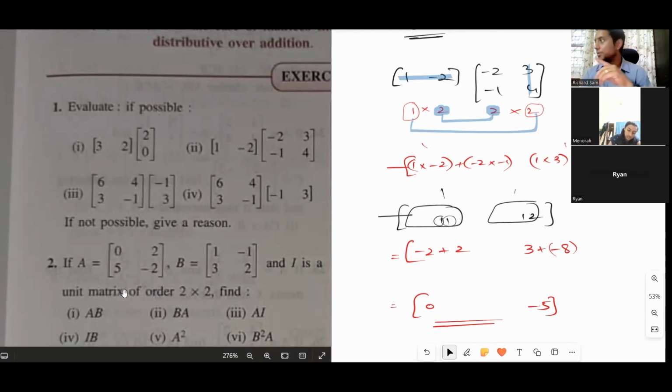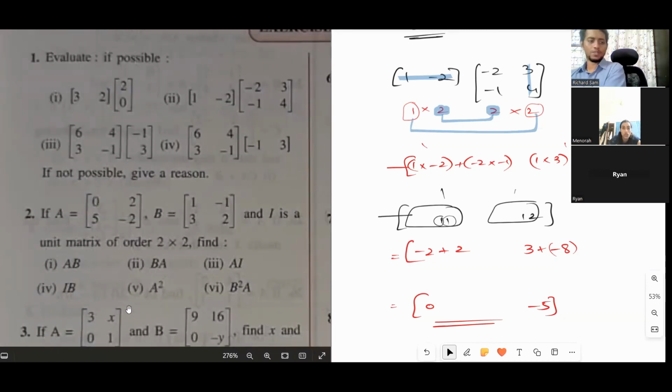It's always row into column, huh? Not column into column. Yes, if you finish the first question, start the second one.